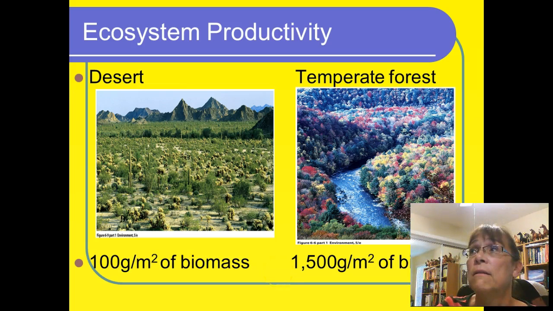Which one can hold more organisms, or possibly even be more biodiverse? The temperate forest is going to be more biodiverse and have higher population numbers than the desert does. Very good reason for that. There's more productivity, so it has a larger base than the desert does.